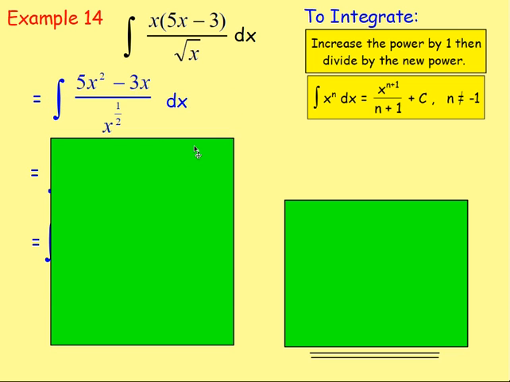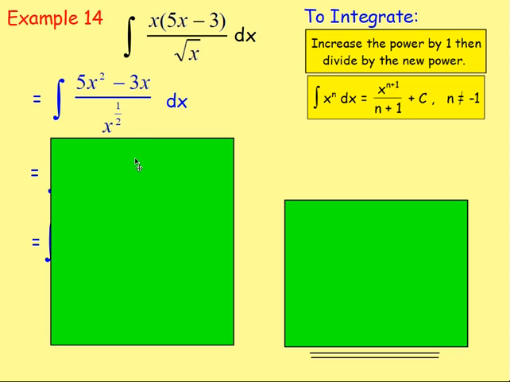Also multiply out your brackets at the top as well. So 5x times x gives you 5x squared, and 3 times x gives you obviously 3x. We're subtracting the 3x. So multiply out the brackets at the top, rewrite that as x to the power of a half. We're not integrating yet, so make sure you've got the integral sign and dx. From there, you could do this 2 different ways, similar to example 12 and 13.